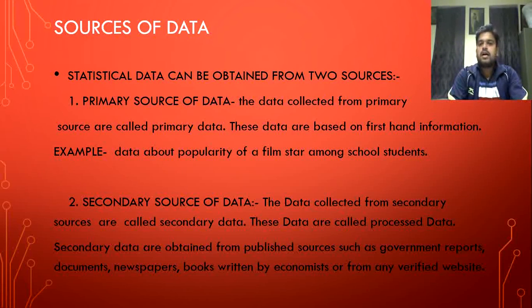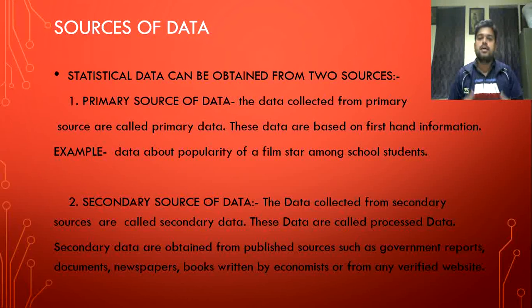Now, primary data are based on first hand information. What do we mean by first hand information? It means if I have to ask a question to someone, I will go directly to that person and ask that question. There is no mediator. I am not taking answers from any other place. I am asking the questions to the person to whom I have to ask, directly. That means I am physically present at the place where I have to ask questions. That is called first hand information.